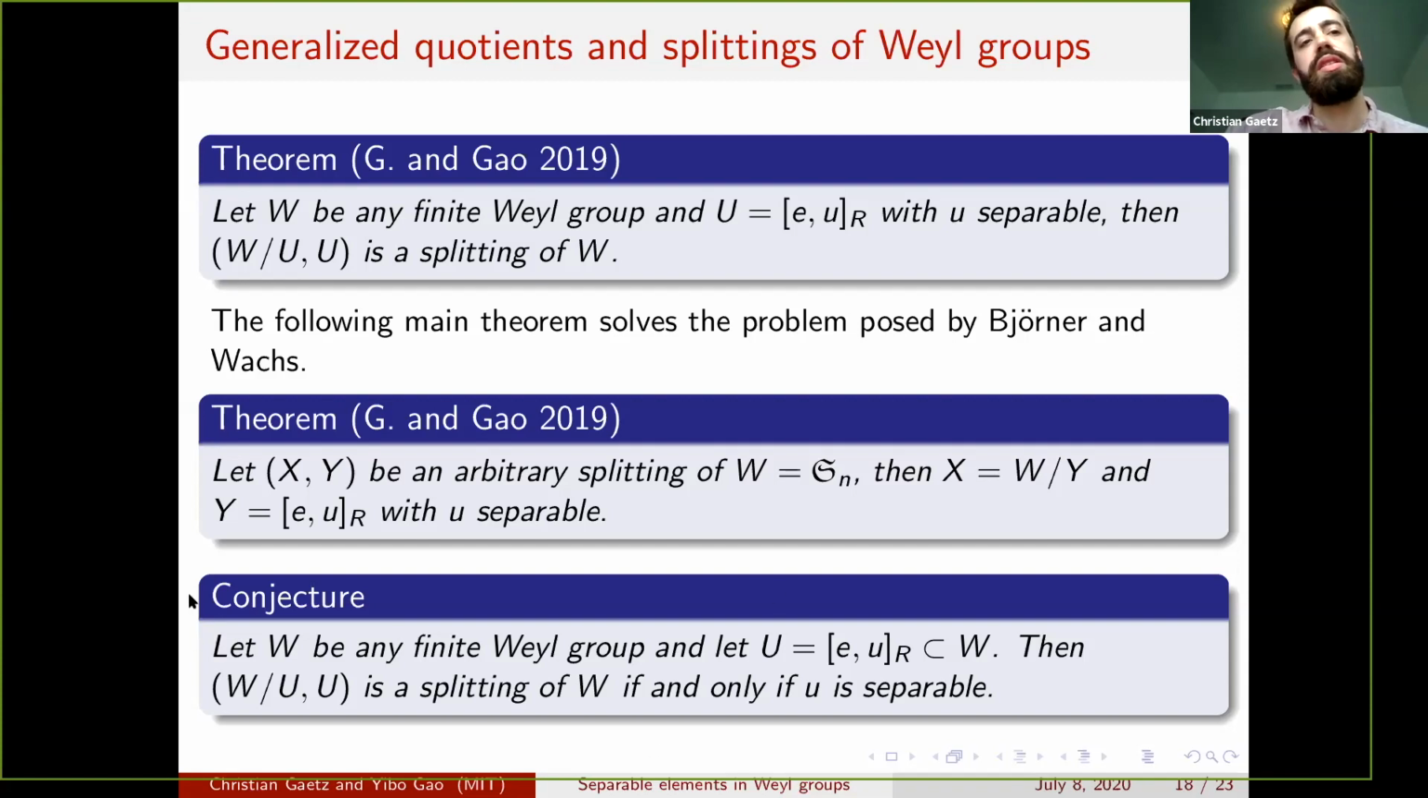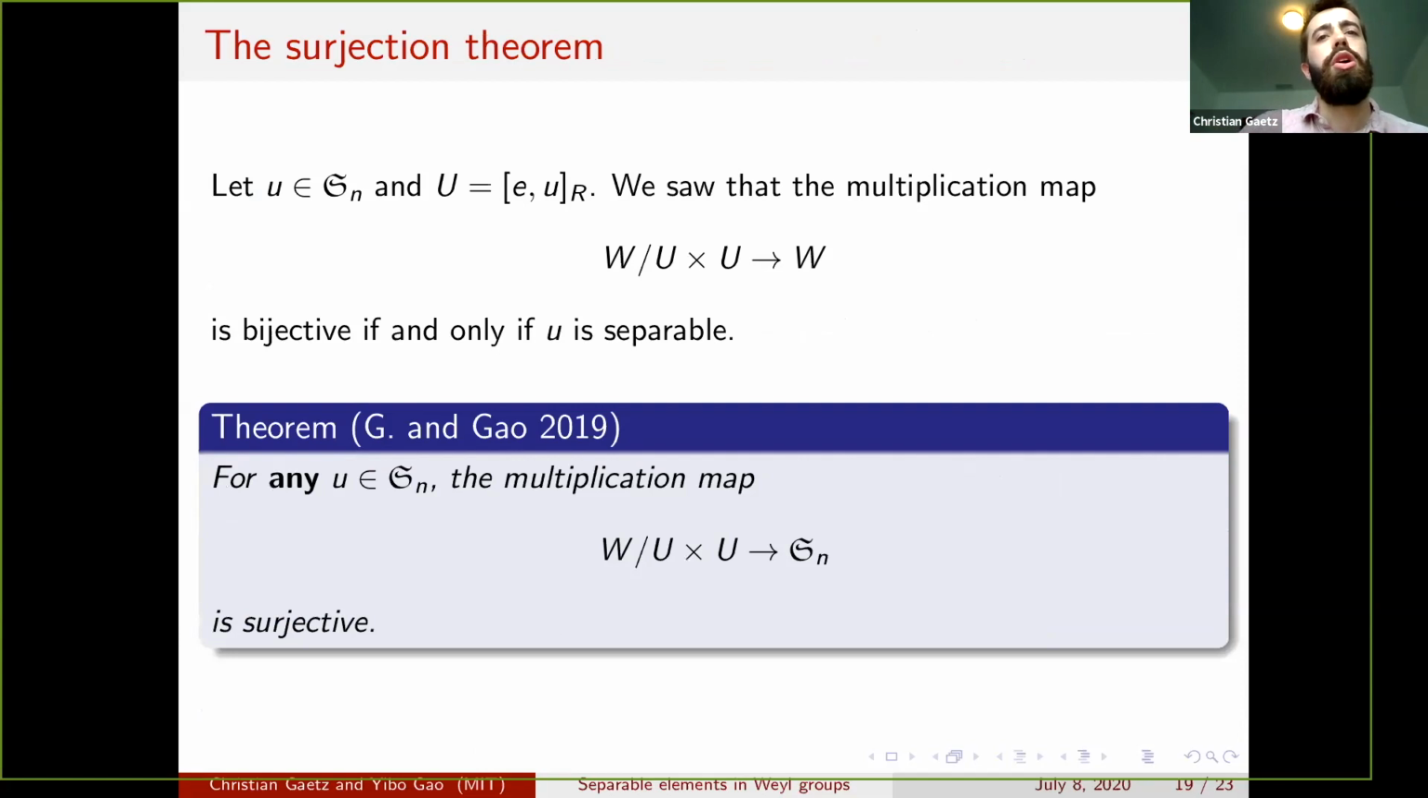We conjecture that this can be extended to other Weyl groups with the slight additional assumption that U has to be an interval in right weak order, which is, there's something weird which goes on in type F4. So the last theorem said that this multiplication map is bijective if and only if U is separable, where U is the element generating capital U.